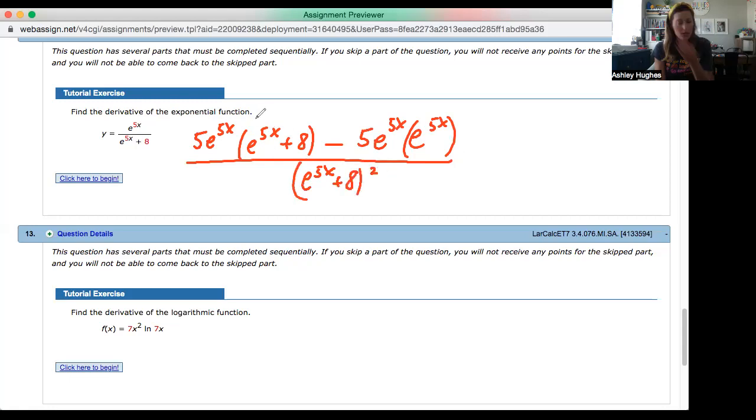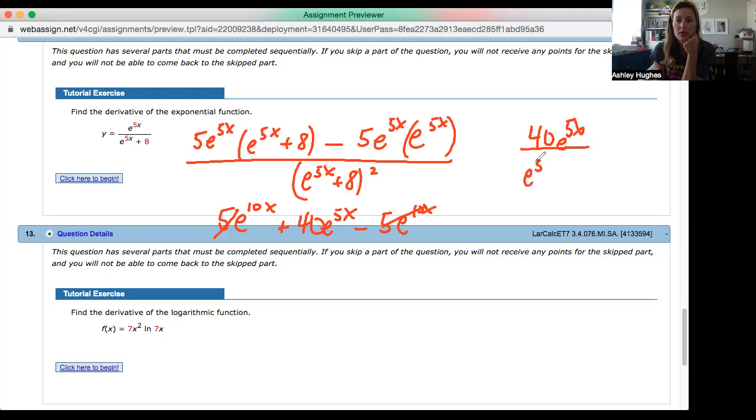squared. So if I multiply this through, e to the 5x times e to the 5x is 5e to the 10x plus 40 e to the 5x minus 5e to the 10x. So this cancels with that. And so you would get 40 e to the 5x over e to the 5x plus 8 squared.